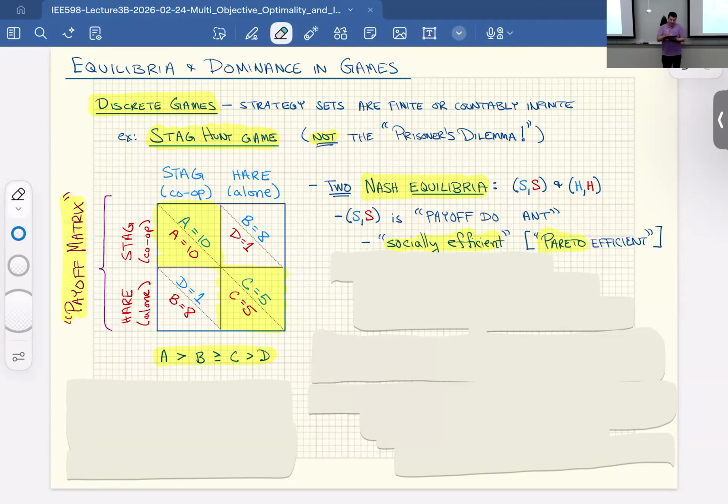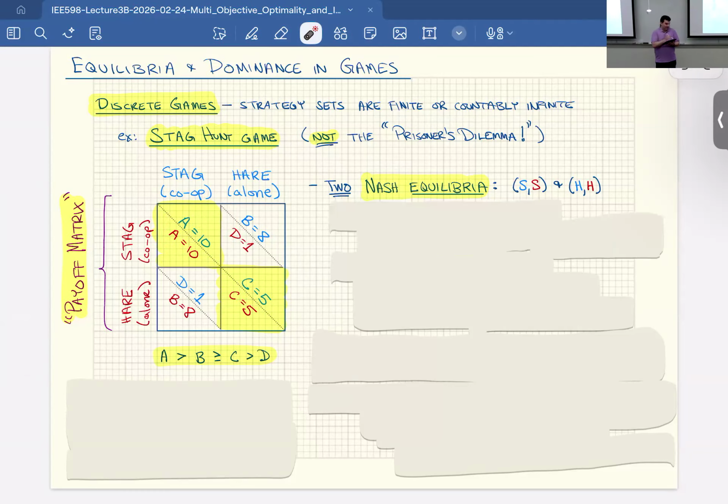So the interesting question is looking at these two Nash equilibria. So the upper corner here, this equilibrium we refer to as payoff dominant, and it looks like, let me change my eraser settings here, sorry about that.